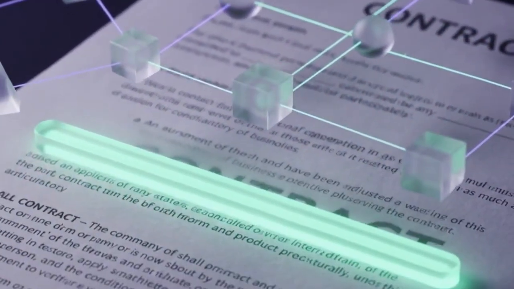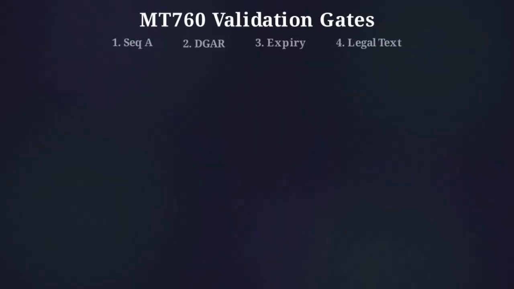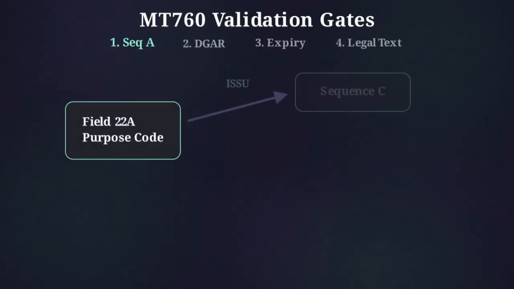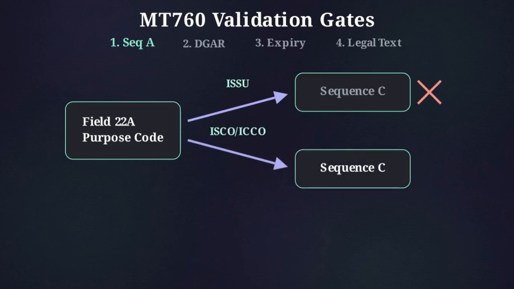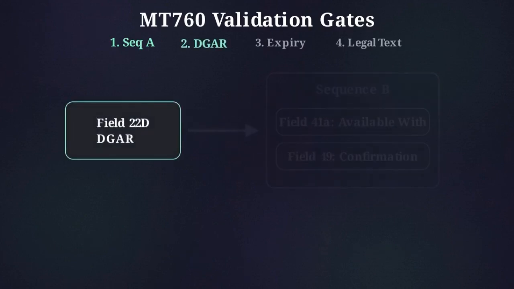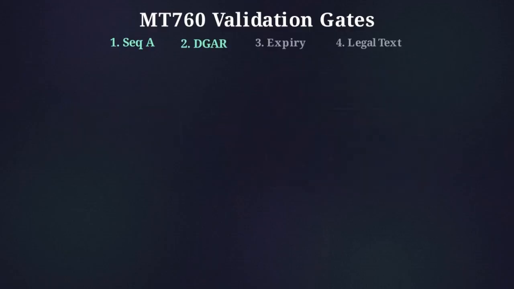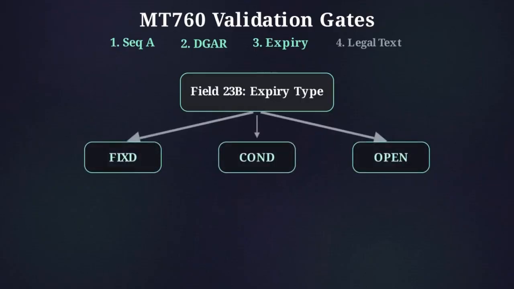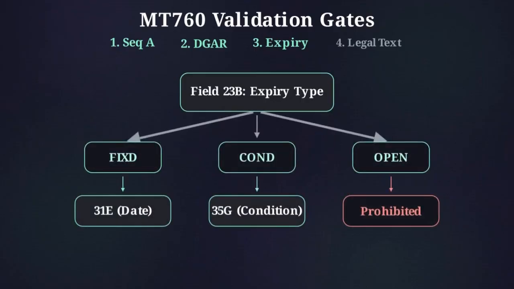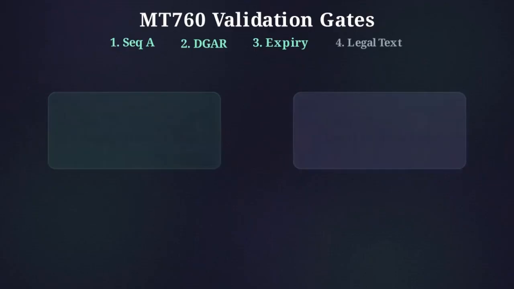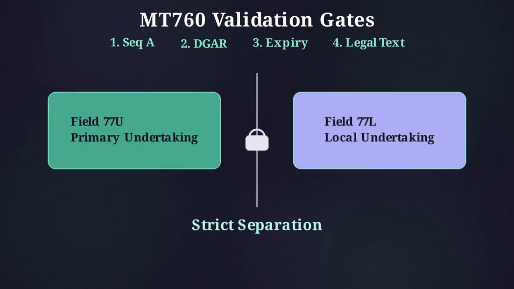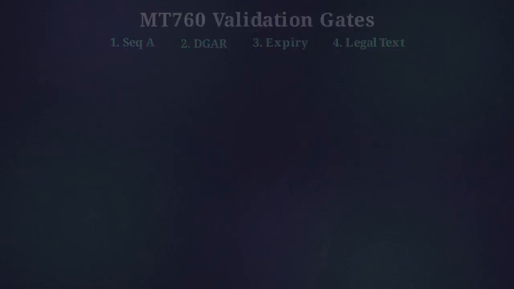legal liabilities. Before transmitting an MT760, verify these 4 validation points. 1. Ensure Sequence A's purpose code correctly triggers or omits Sequence C. 2. Confirm that choosing a demand guarantee excludes availability and confirmation fields. 3. Check that your expiry type has a corresponding date or condition field. 4. Verify that the legal texts in fields 77U and 77L remain distinct.